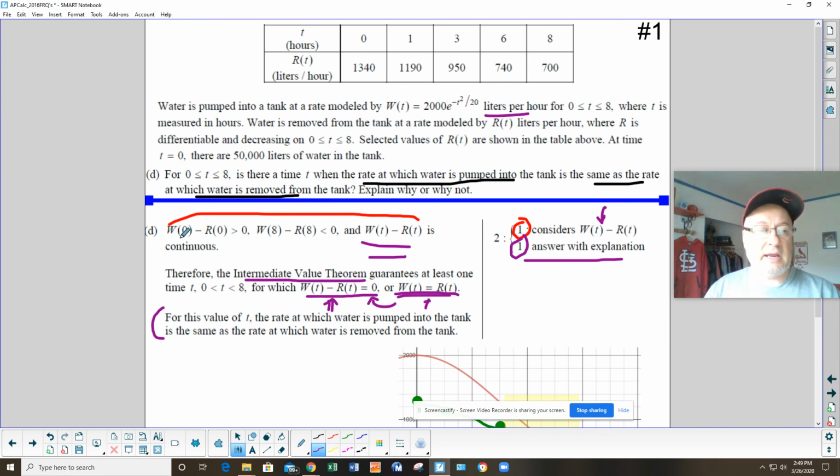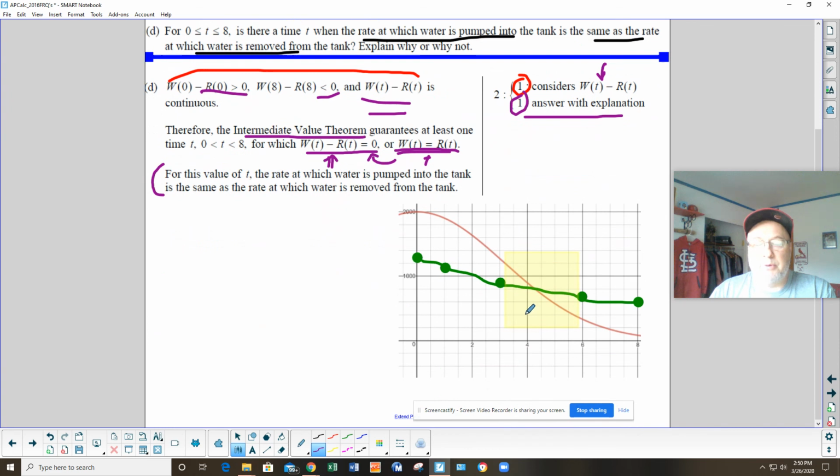So you need to start here with your W of 0 minus R of 0. So R of 0 is 1340, and W of 0, if you plug a 0 in here, this is e to the 0, which is 1. 1 times 2,000 is 2,000. So if you go 2,000 water coming in minus 1340 rate of water coming out, you're going to get a positive number. Whereas if you do this with 8, and you can use your calculator to check that, plugging in the 8 here, and if you subtract those two amounts, you're going to get a negative answer.